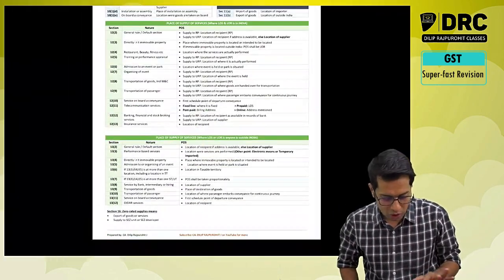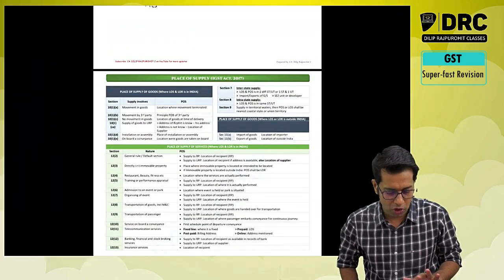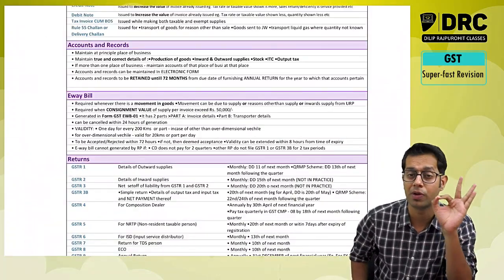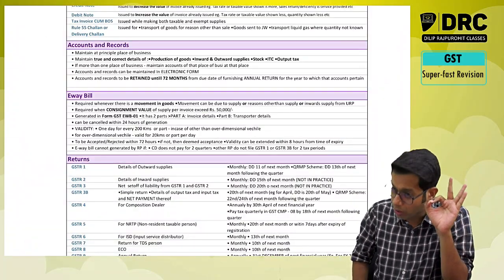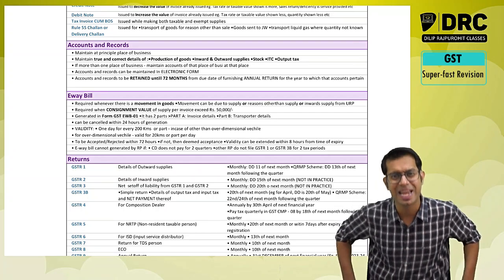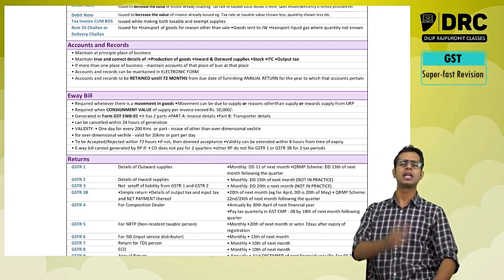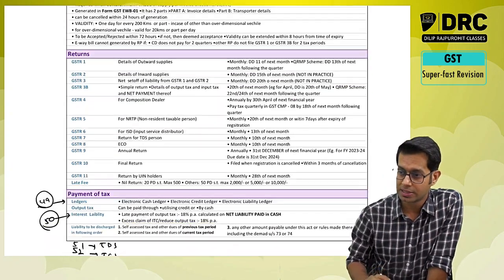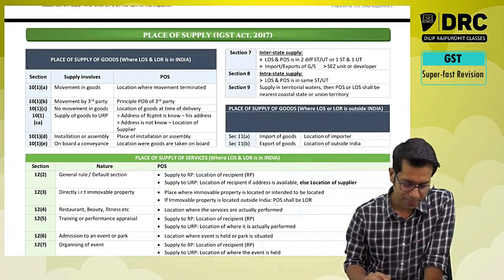Then one last topic left for our discussion is the topic of place of supply. Now please note, all the topics which we have discussed till now are from which Act, sir? CGST Act. They are all from the CGST Act. Now what we are going to see is from the IGST Act. IGST Act, place of supply.